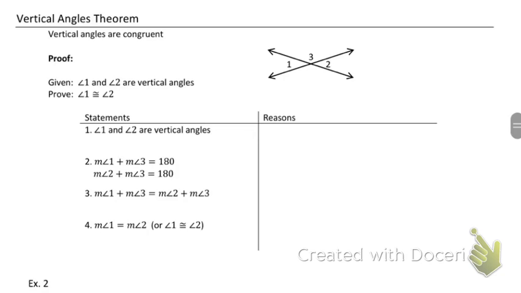All right. We first match up this first statement, and we see if it's our given statement. It is. So our first step, as most of the time it will be, is given. Yes, it's given. All right, step 2. The second step says measure of angle 1 plus measure of angle 3 equals 180. And it also states that measure of angle 2 plus measure of angle 3 also equals 180.